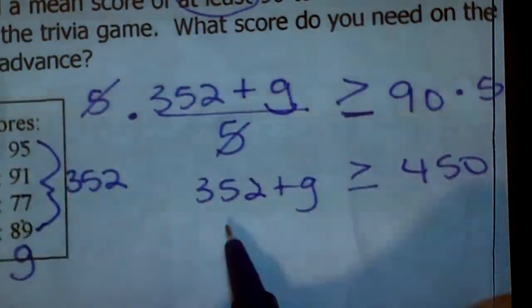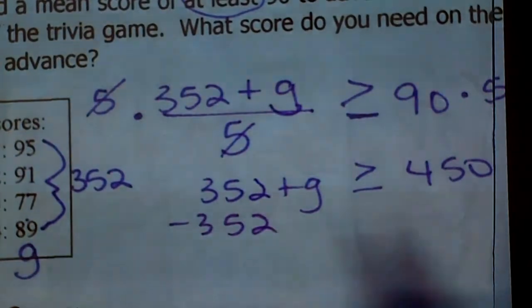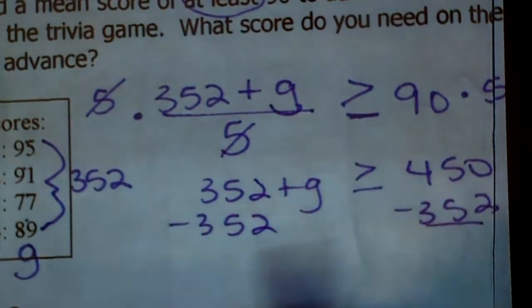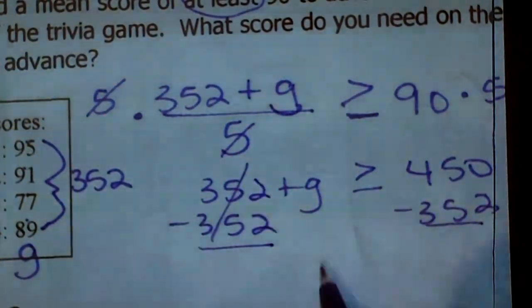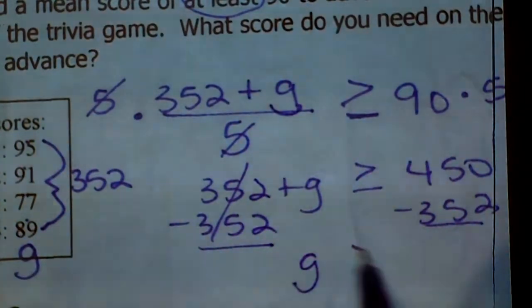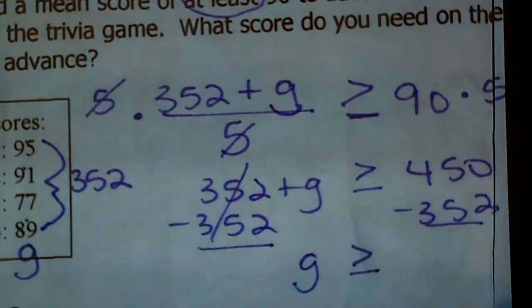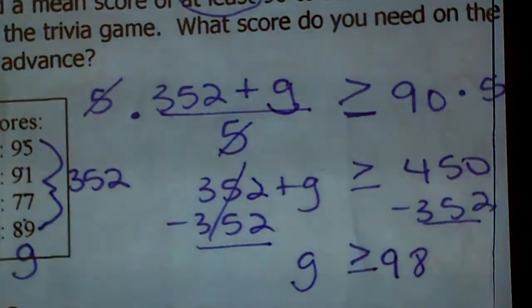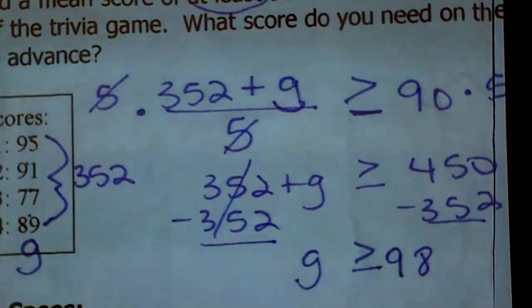And now I need this 352 to go away. So I'm going to subtract 352 or add a negative. And that means that G is greater than or equal to, when you take 450 minus 352, you end up getting 98. So in order to advance to the next round, that means you need to get a 98 or more on your next score.